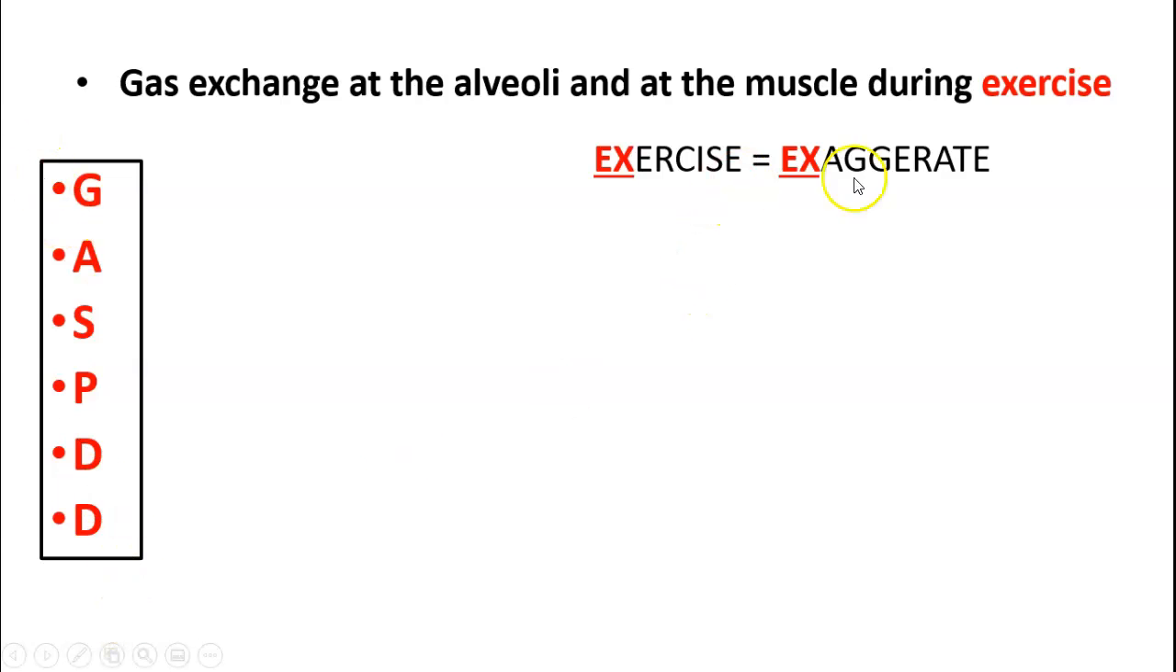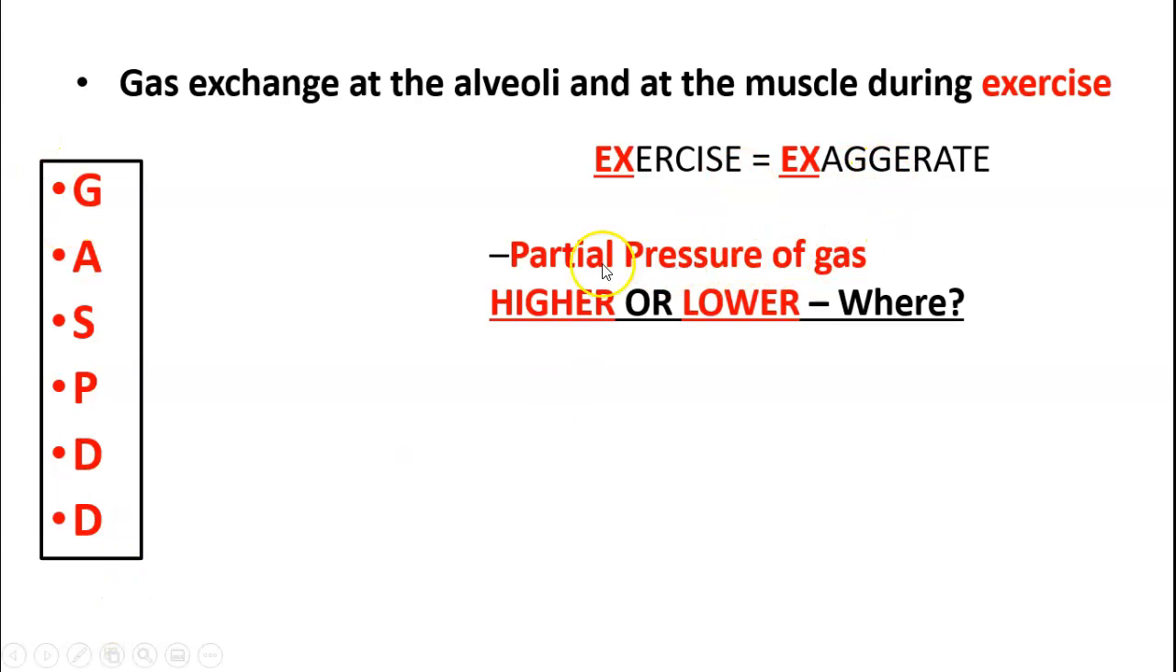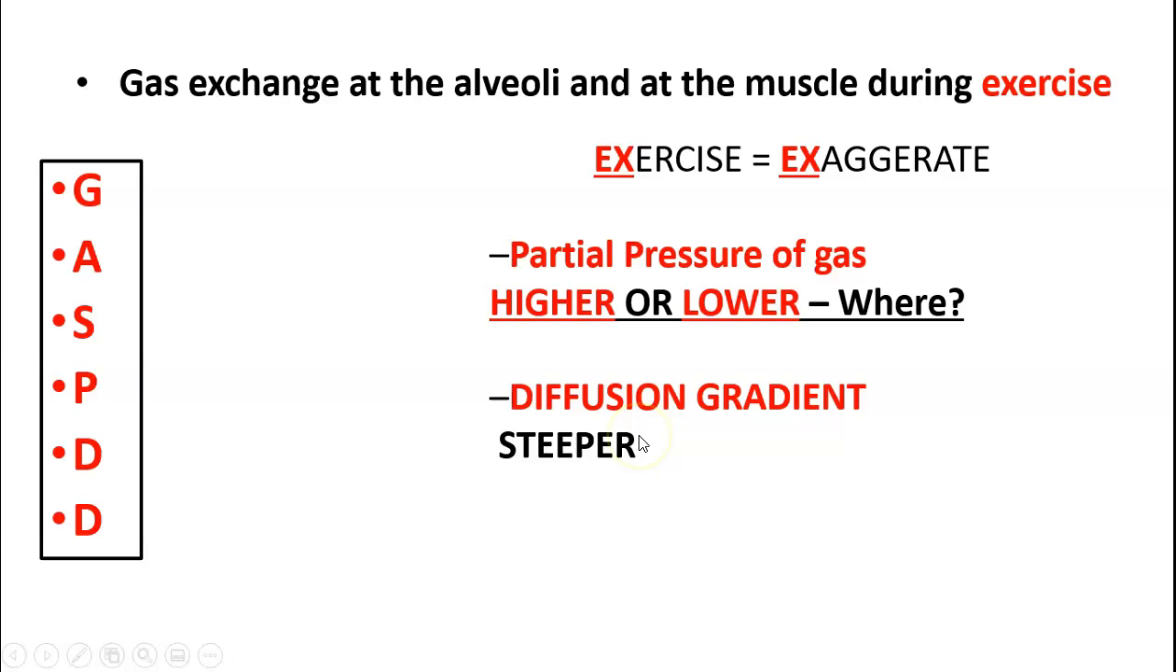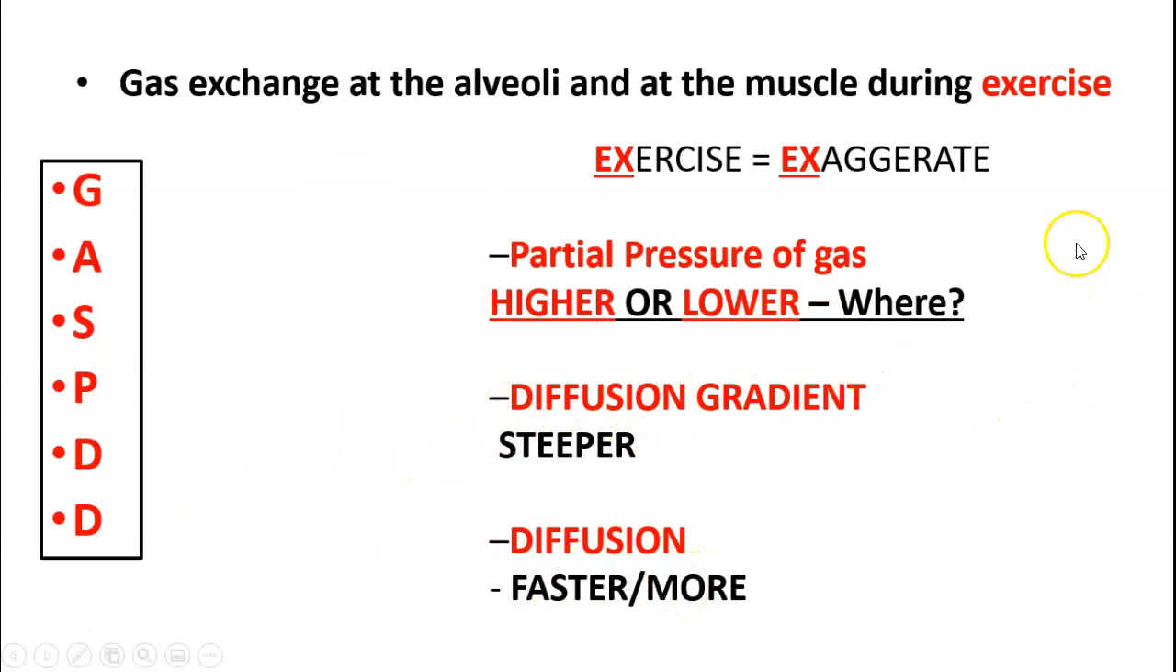So GASP DD, we have to remember to exaggerate. What do we exaggerate? We have to work out where the partial pressure of a gas is higher or lower. Once we've done that, that will tell us that we have a diffusion gradient that is steeper. That then allows us to know that there's going to be more diffusion, and it's going to take place faster. So because a partial pressure is exaggerated at one of the points, we have a steeper diffusion gradient and faster or more diffusion of the gas. Okay, so that's what we're looking at now. It's just how you would change it into your revision notes.